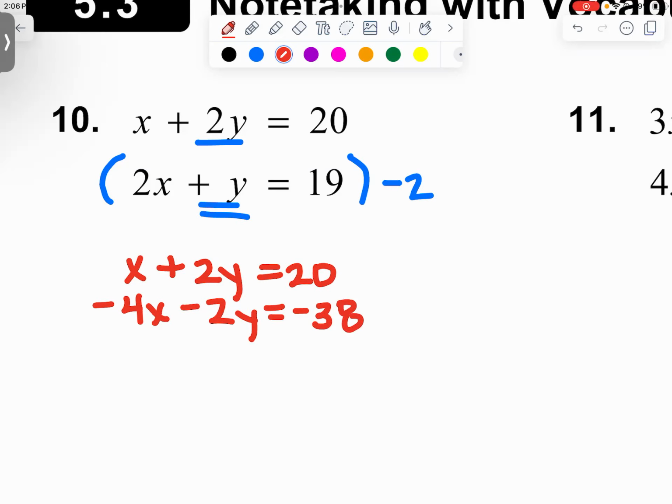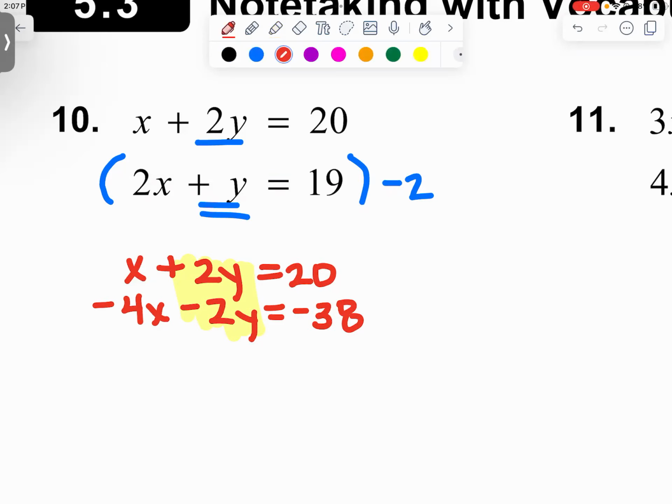What's the problem? x plus 2y equals 20. So this -2 has to go to everything. Oh, okay. But then they're both opposite. Then they're both opposite. You tell him, Kyron. What do you mean both? One's positive, one's negative, and then one's positive, one's negative. Only one is actually opposite of the other. Because 2 and -2 are opposites, but 1 and -4 are not opposites of each other.